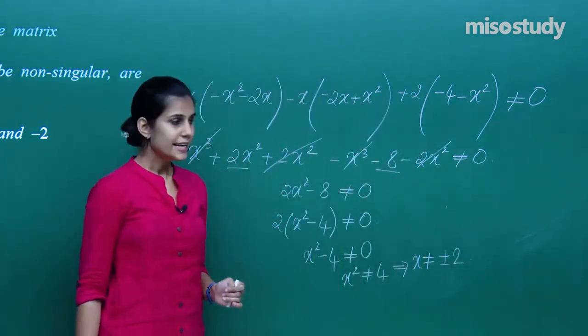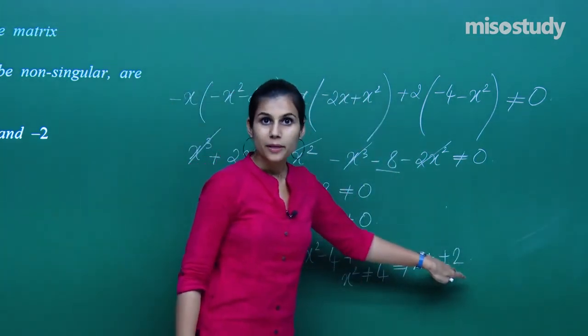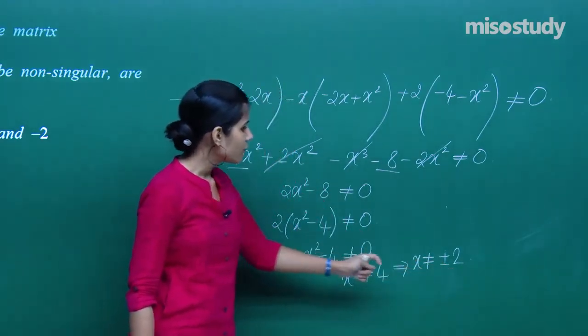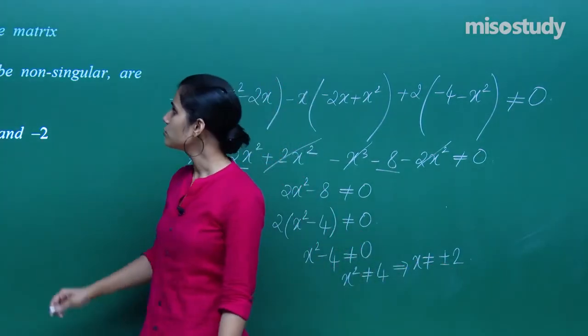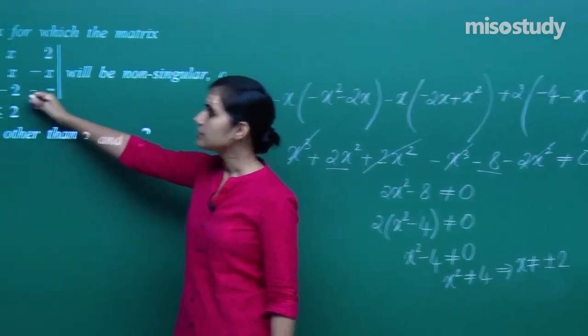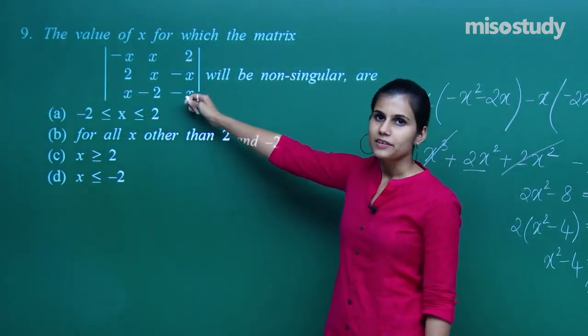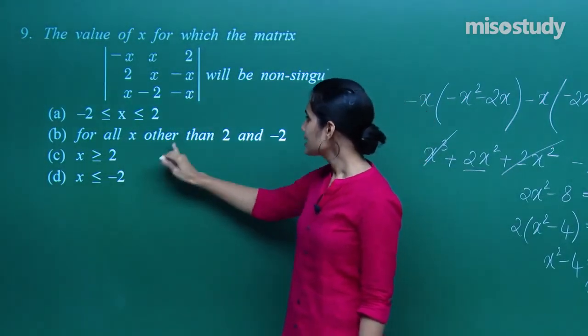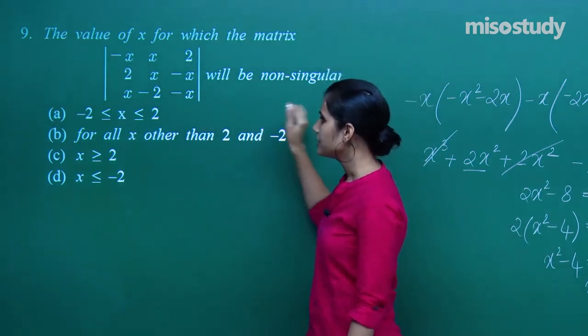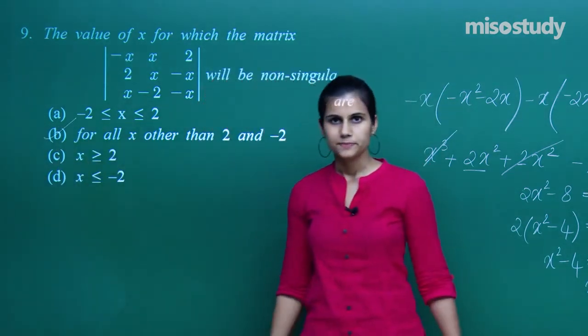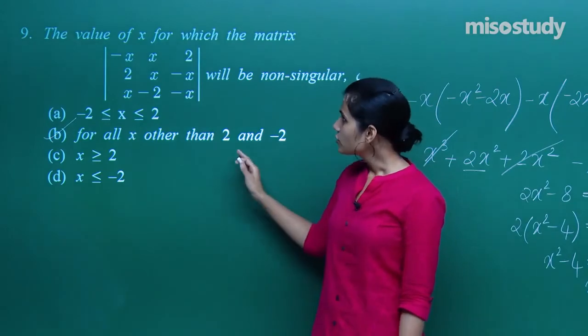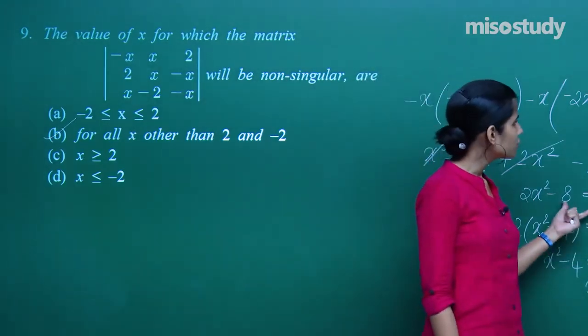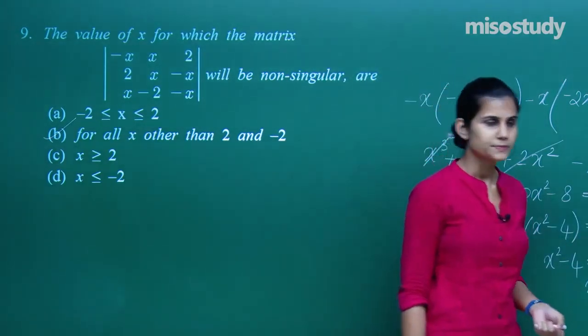It is for these two values that I can say when x is not equal to these two values, only and only then can this determinant have a non-zero value. So for all x other than 2 and minus 2, this statement is valid, and that's your right answer. Okay? And just note this down, understand this very nicely. We're going to move ahead and tackle the next question.